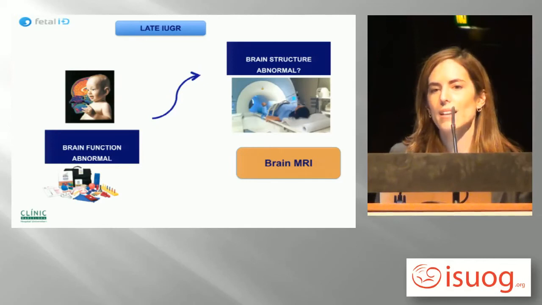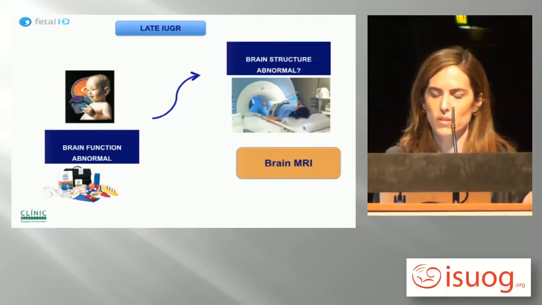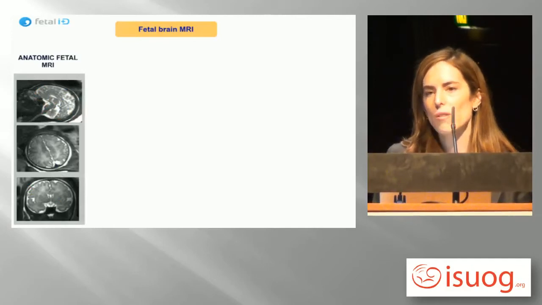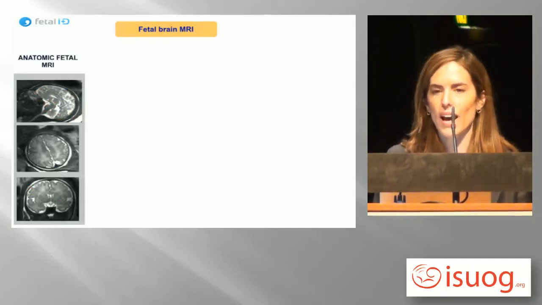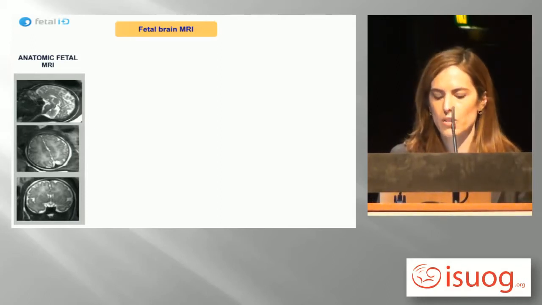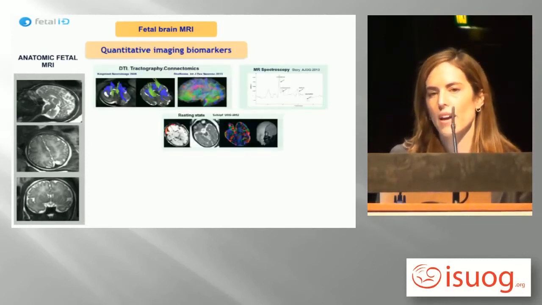Why? Because MRI is able, as we just heard before, to pick up subtle differences, not just by standard anatomic sequences, but also by multimodal sequences. So MRI also allows us to not just rely on the anatomic T2 sequences, because these would be subject to the personal subjectivity of the neuroradiologist, but fetal MRI actually allows us to quantify the information that we obtain from the MRI.